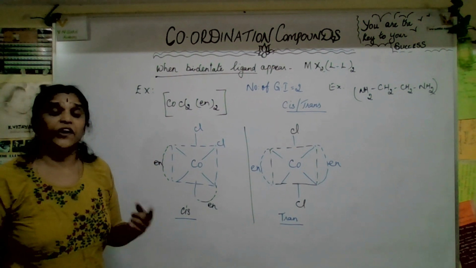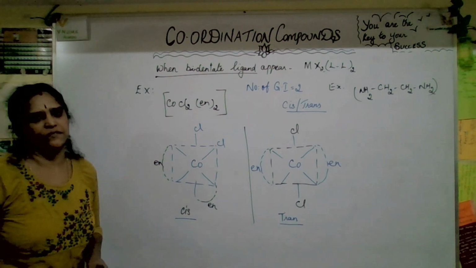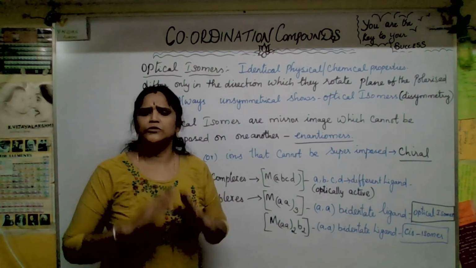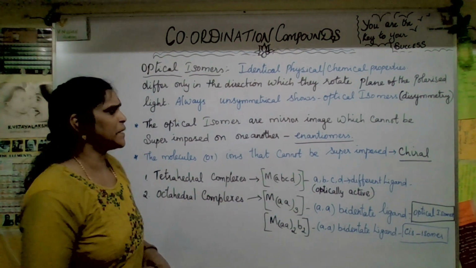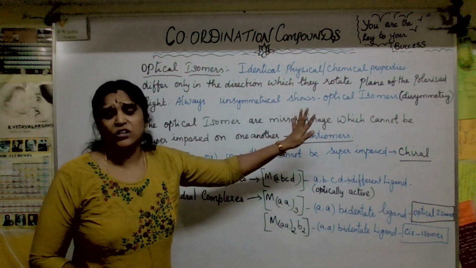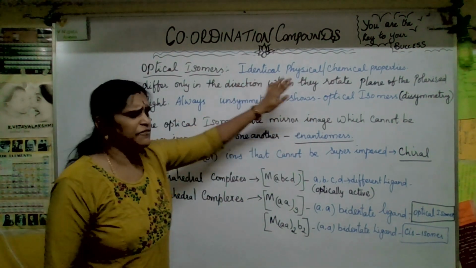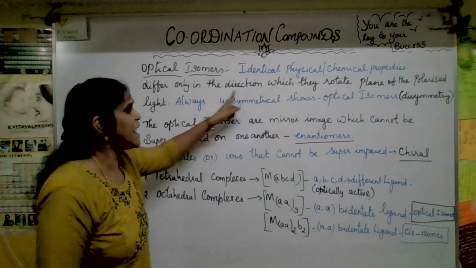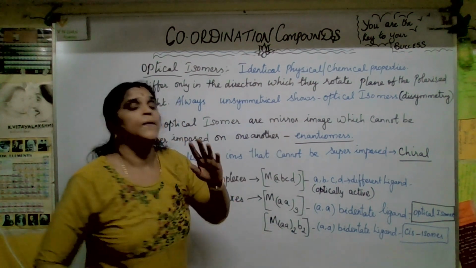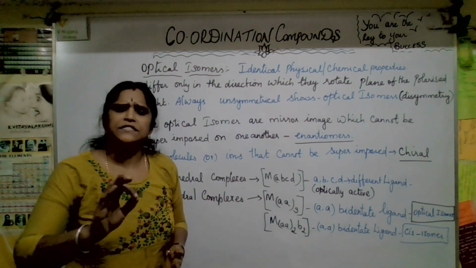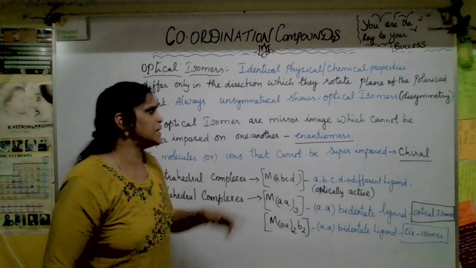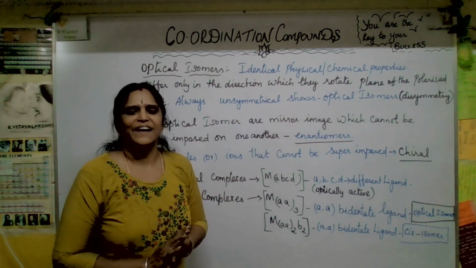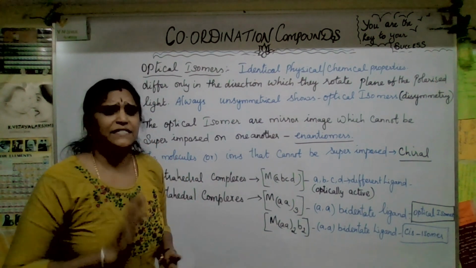Okay, now we are going to see optical isomers. Optical isomers are so simple in coordination compounds. The same concept we are following: identical physical and chemical properties. They differ only in the direction in which they rotate the plane of polarized light. A simple way we can tell: an unsymmetrical complex always shows optical isomerism, or dissymmetry.